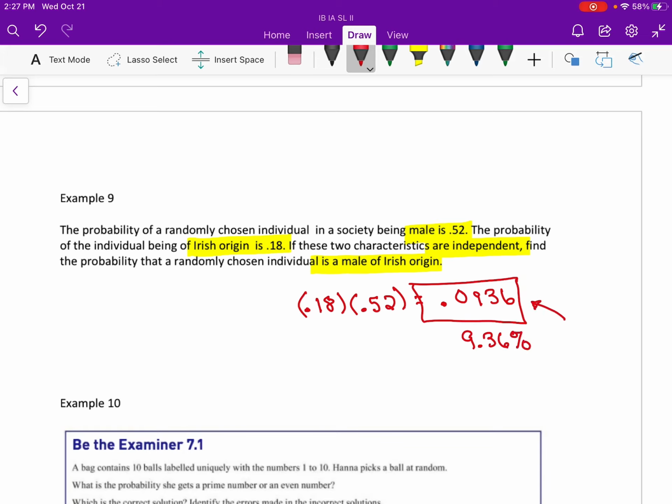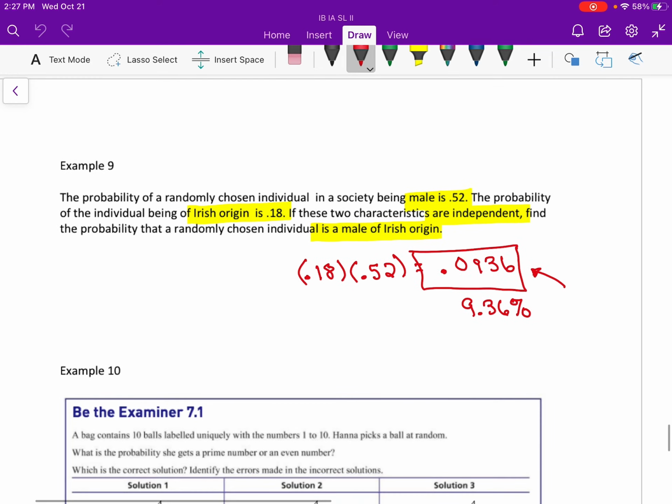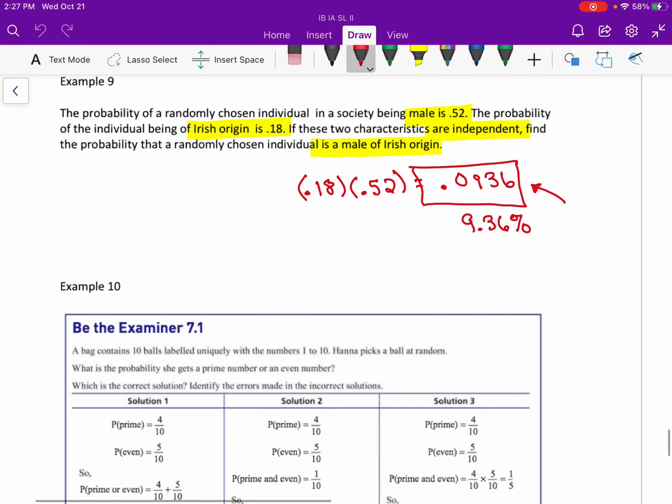Often when we're talking about probability, it is just written as a decimal, not the percentage. All right. That kind of sums up the lesson.